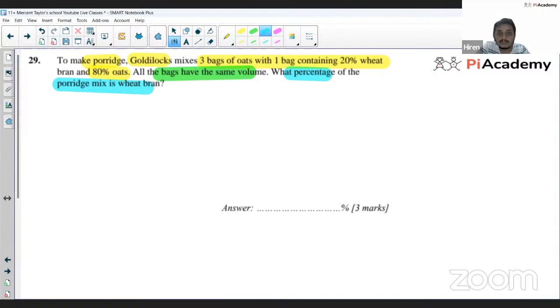Yes, everyone, you have 1 minute to solve this question. As you can see, this is a percentage based word problem, and it is worth 3 marks. So don't make any mistake if you want to score 3 marks.